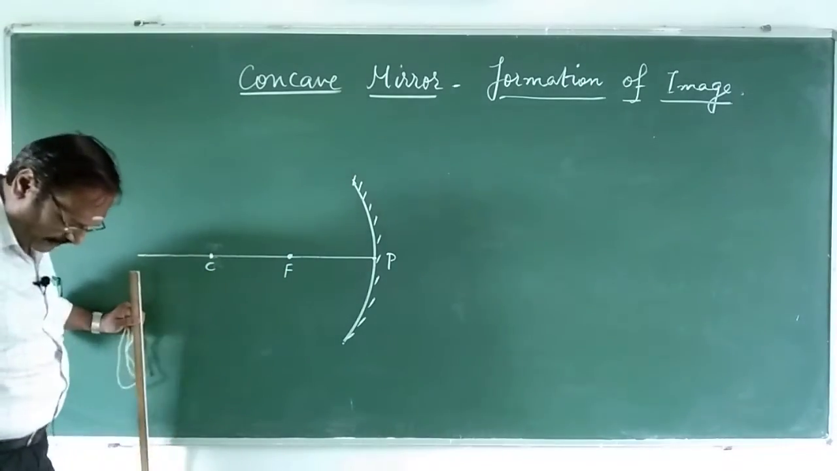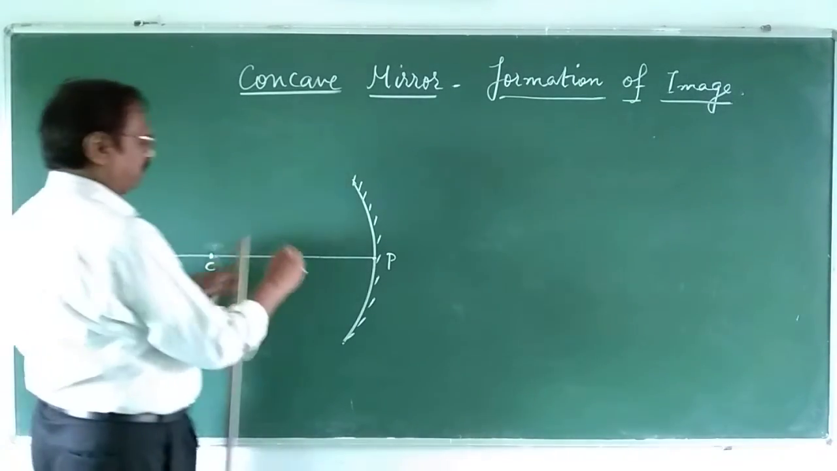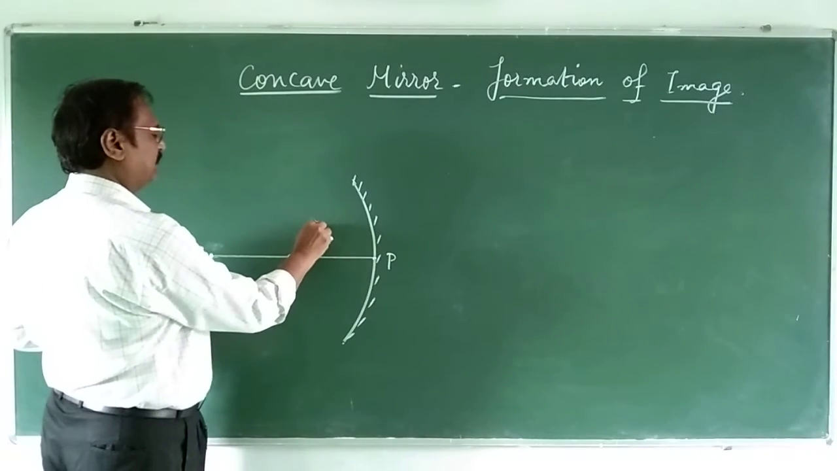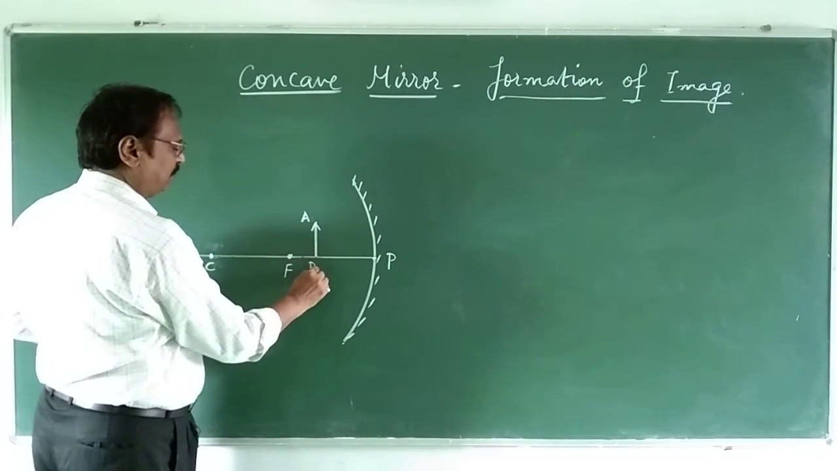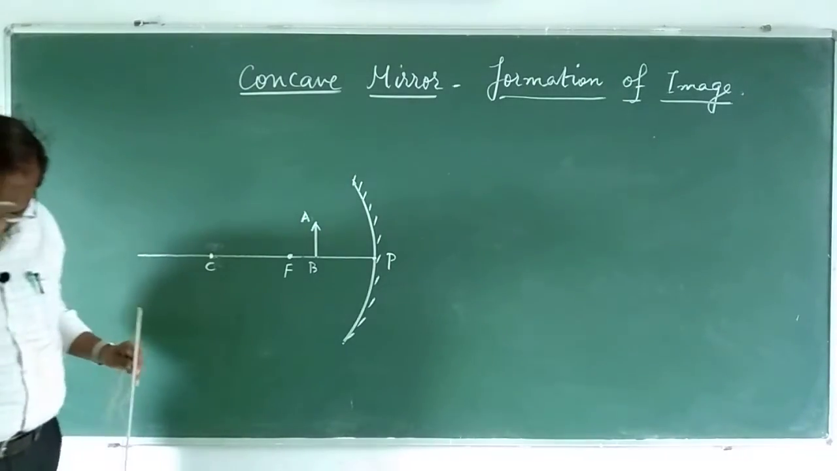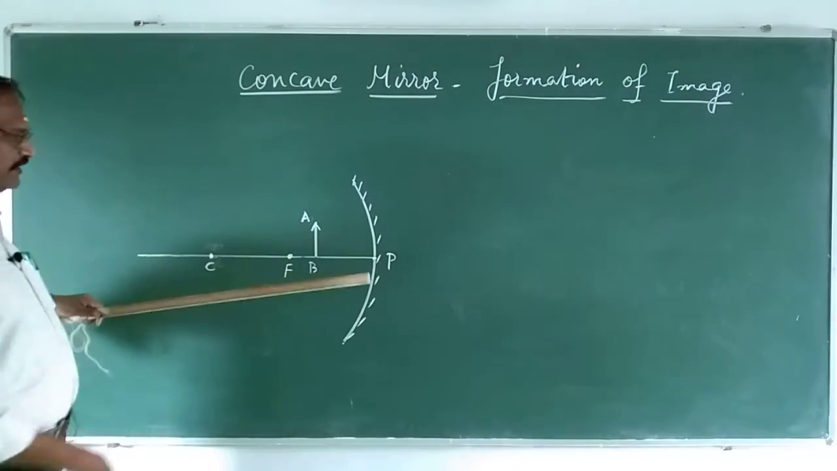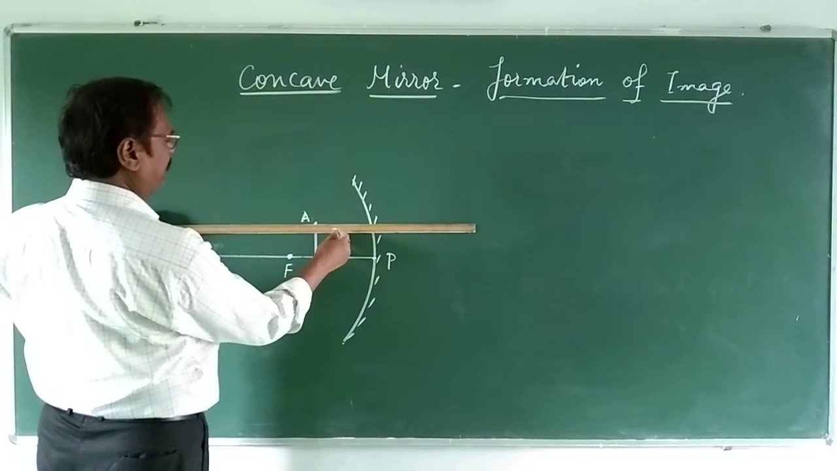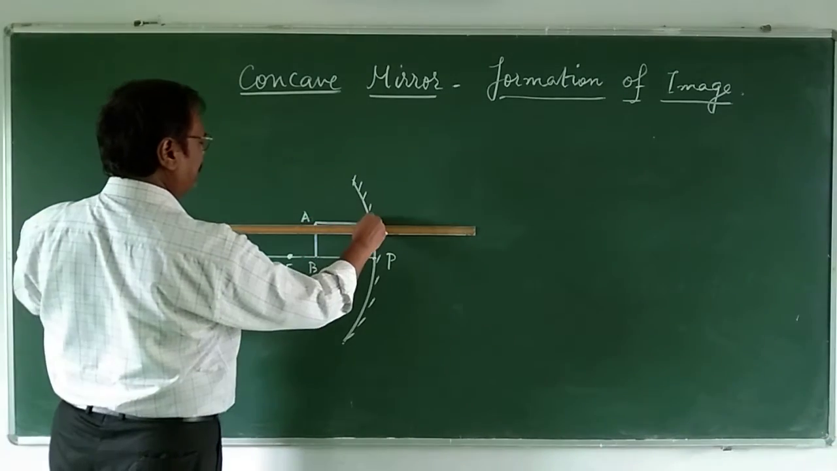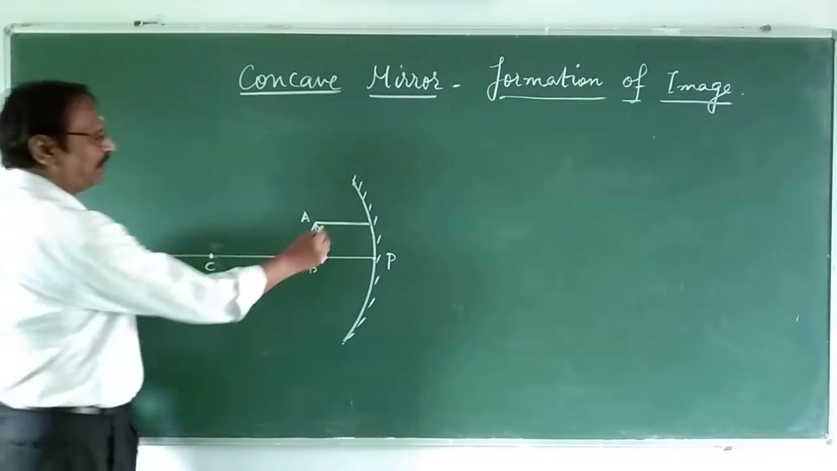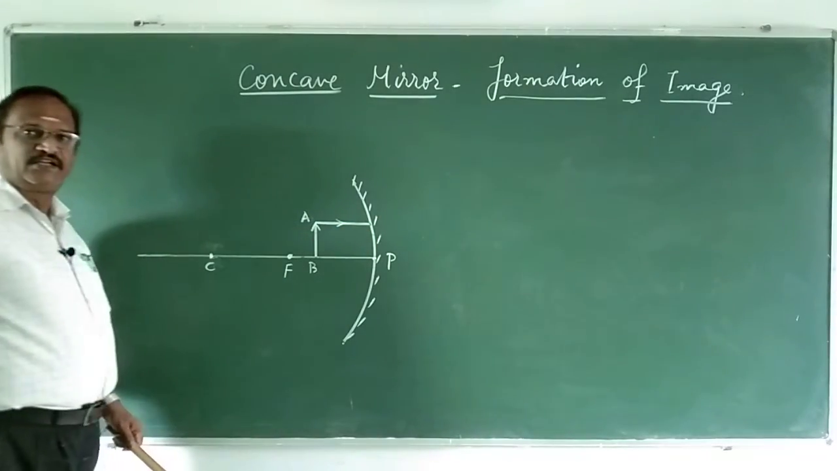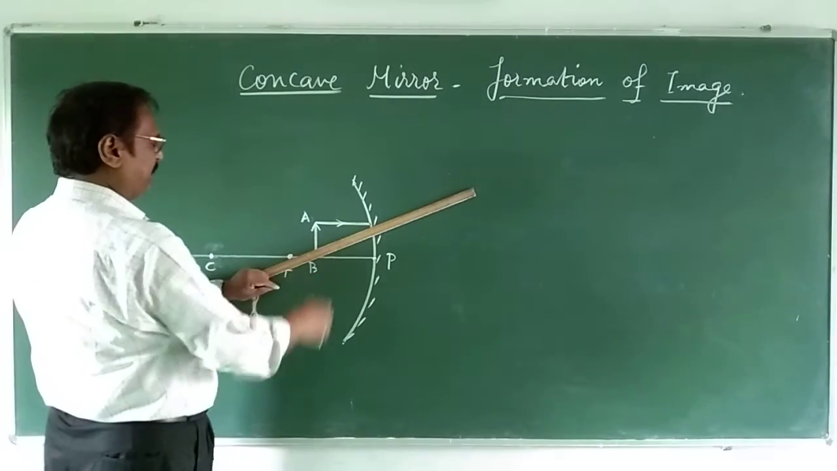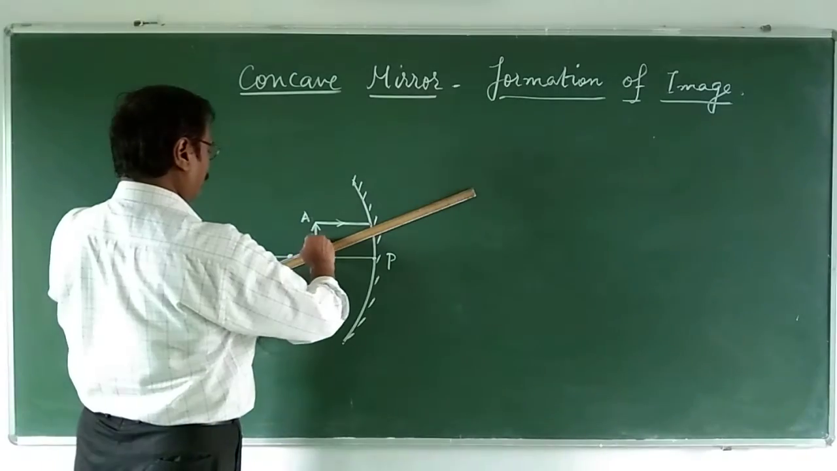Suppose if I keep an object within focus, right? So let me take an object and place it within focus. AB is the object. Within focus, how the image will be formed and where the image will be formed, which we will be doing it now. As usual, from the tip of it, take a ray parallel to the principal axis. Now, this ray after striking the mirror should pass through the focus, right? So let me draw it carefully and let it pass through the focus.